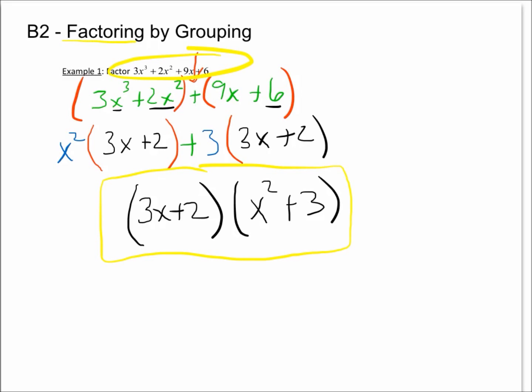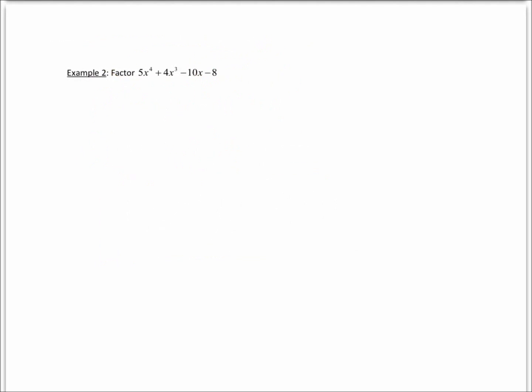If you factor, you're undoing a multiplication. And if you were to do the multiplication again, you'll get the polynomial that we originally started with. Let's go on to the next example. First things first, I'm going to rewrite this example so that I can do the grouping.